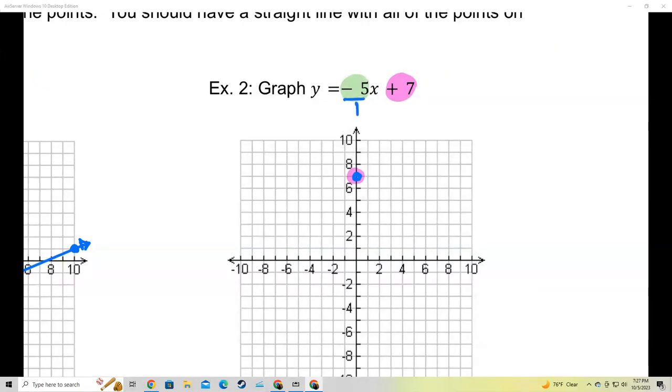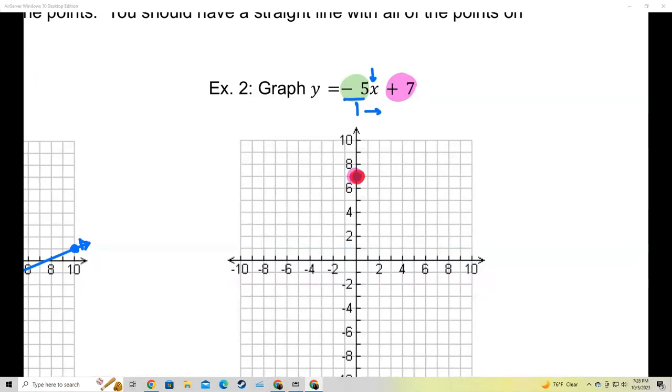So when I say my rise is -5, remember the rise is up and down. Because that number is negative, this means go down 5. And look at that, the 1 on the bottom is actually a positive number. So we're going to run to the right 1. Remember I told you, we hardly ever run to the left, okay? So my pattern is telling me to go down 5, right 1, down 5, right 1, down 5, right 1. So I'm going to go ahead and start right here.